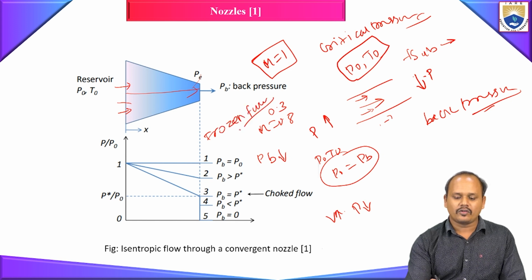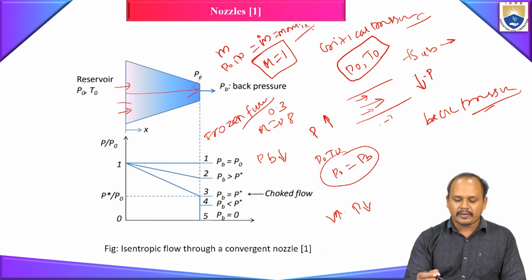Why am I calling it a frozen flow? Because whatever downstream changes I make after P star, they do not affect the flow through this nozzle at all. So if there is no change in flow property, for the given P0 and T0, your mass flow rate will achieve its maximum. This maximum mass flow rate passing through the passage, we call the choked flow or choking condition.